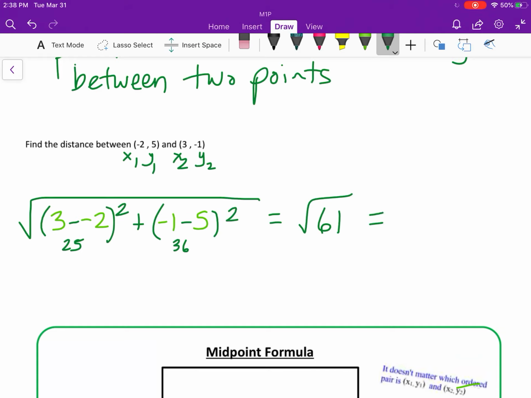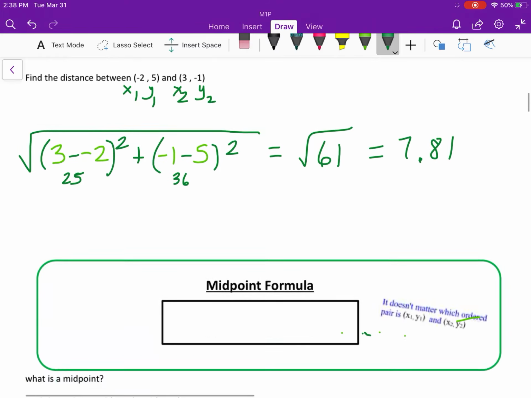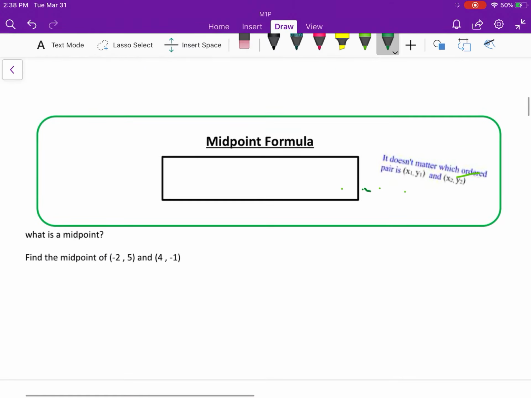So all you would do then is put the calculator answer, and the root of 61 is 7.81, usually round to the nearest hundredth. Okay? Distance is easy. Just fill in the formula. Same with midpoint.